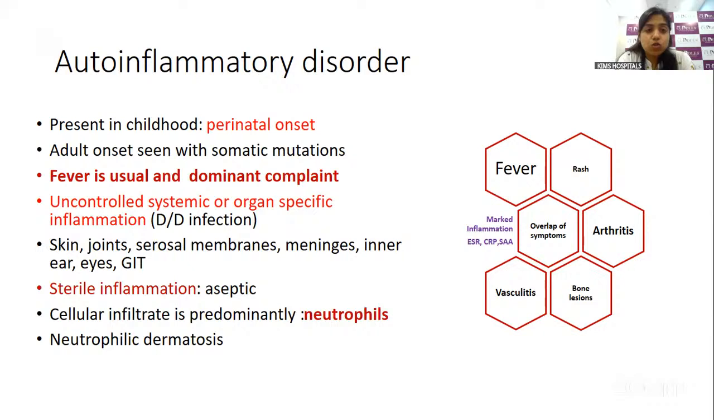So fever is a usual and dominant symptom, and they have inflammation. Generally, it is a sterile inflammation. If you do a biopsy or aspiration from any of the sites, you will only see neutrophils and will never be able to isolate any organisms. It can affect multiple organs like skin, joints, serosal membranes, meninges, inner ear, eyes, or the GI tract. So there is an overlap of symptoms, with laboratory manifestations showing neutrophilic leukocytosis and elevated inflammatory markers.